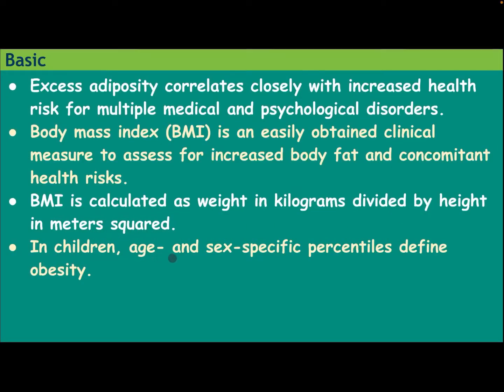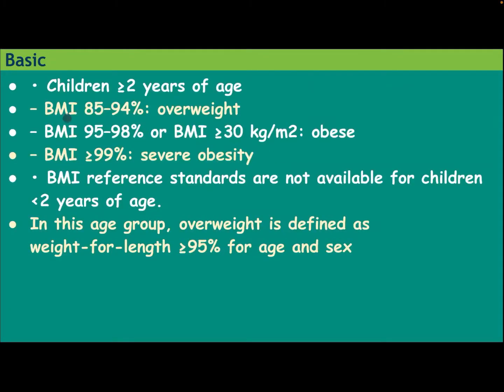In children, age- and sex-specific percentiles define obesity. For children 2 years of age and above, body mass index is overweight when it is at or above the 85th percentile, and less than the 95th. Body mass index at or above the 95th percentile, or over 30, is considered obese. More than or equal to 120% of the 95th percentile is severe obesity.